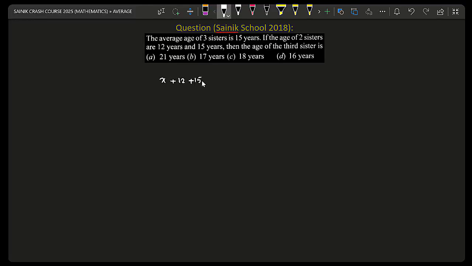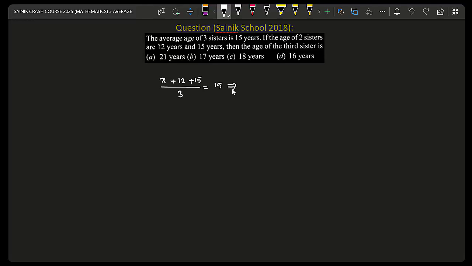So this is nothing but sum of observations by number of observations. How many are there? So 3. So it's given according to the question equal to 15 years. From this we get the value of X, or not? Yes, sir. What is the first step in simplifying?